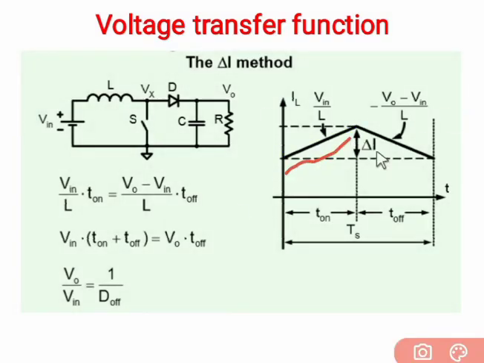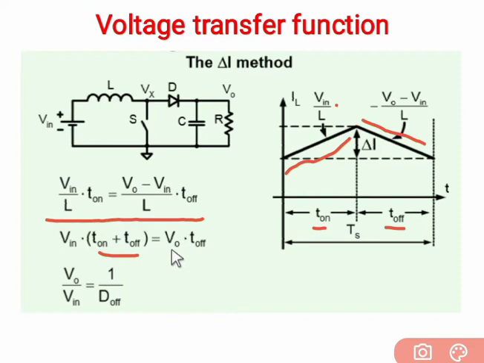This current and this current both are the same value. So this current flows during the T on time, and this current flows during T off time. So if we compare these two currents, V in divided by L for T on time equals VO minus V in divided by L for the T off time. So this equation becomes this. If we solve this equation, it becomes V in into T on plus T off equal to VO T off. Here T on plus T off equals the total time Ts.